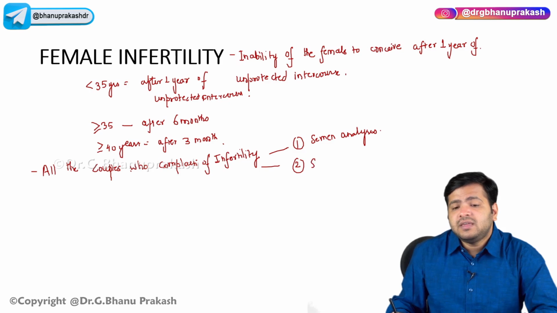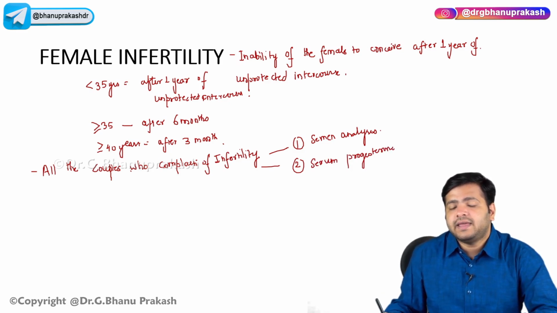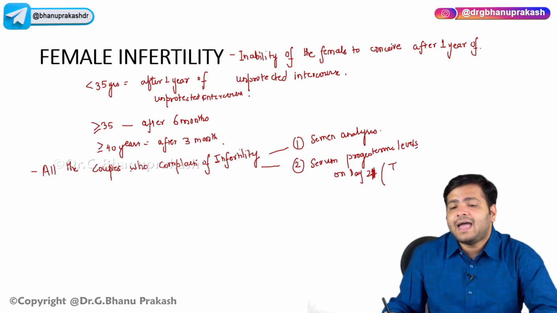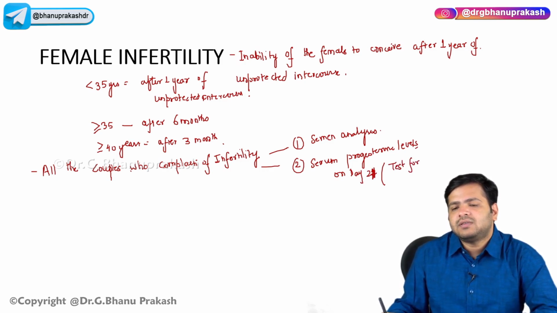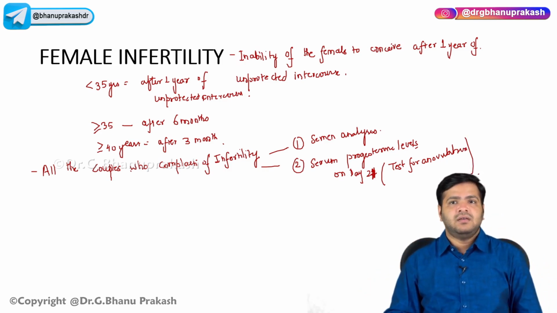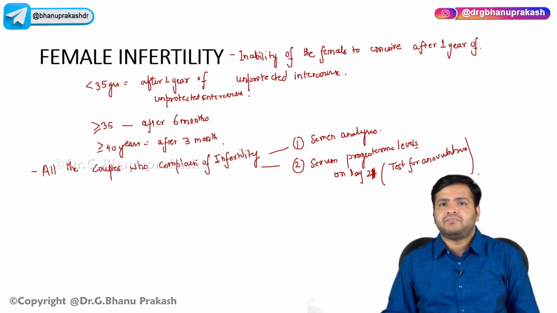You have to do serum progesterone levels, especially on day 21 of the cycle, right? So day 21 is the test for anovulation. Ovulation has not happened. There is no secondary oocyte which is formed, right?